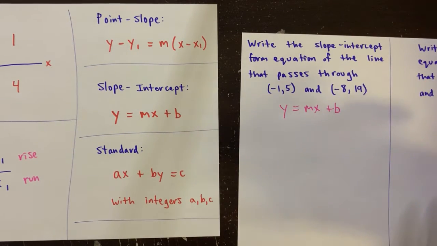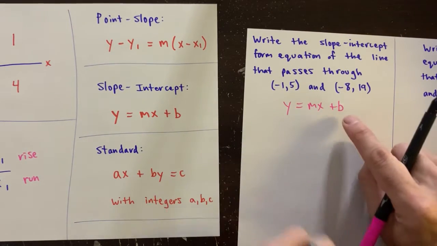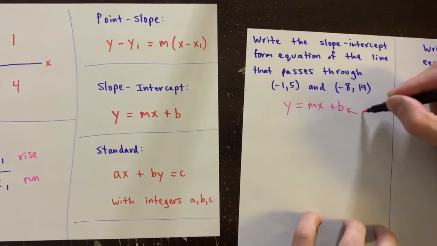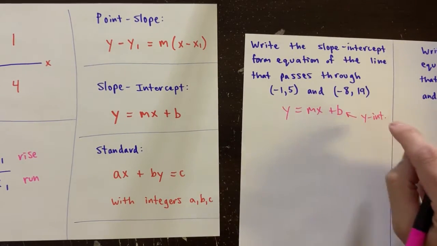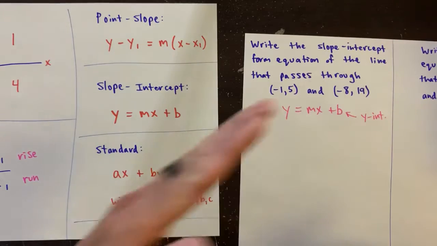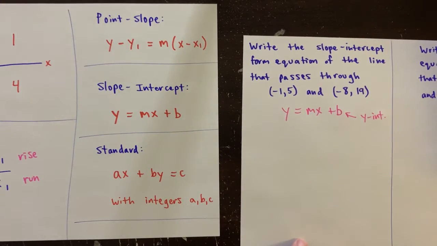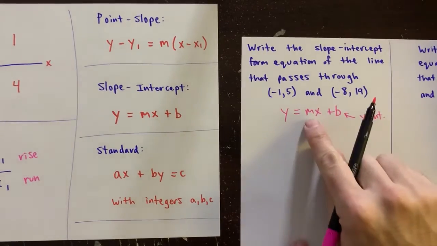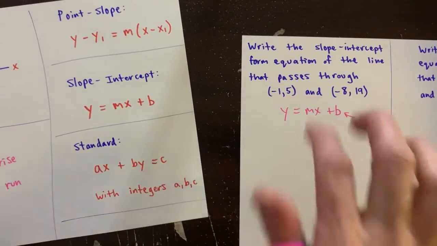Well, let's see. They call it slope intercept because m is your slope, and b is the y-intercept. The y-intercept is wherever this line crosses through the y-axis. So let's see. To get started here, we need the slope m. And lucky for us, we know how to find the slope. This is our formula. And we do have 2 points.